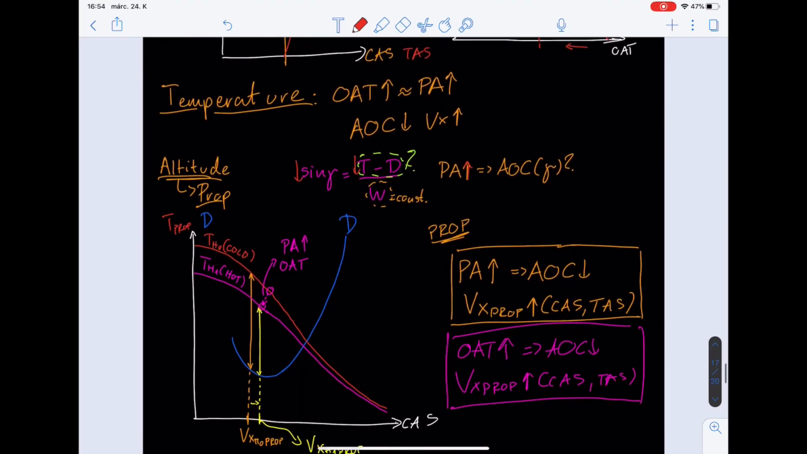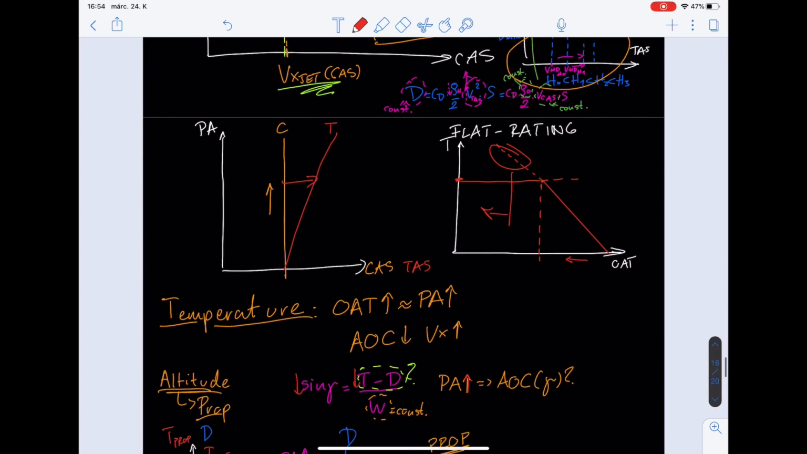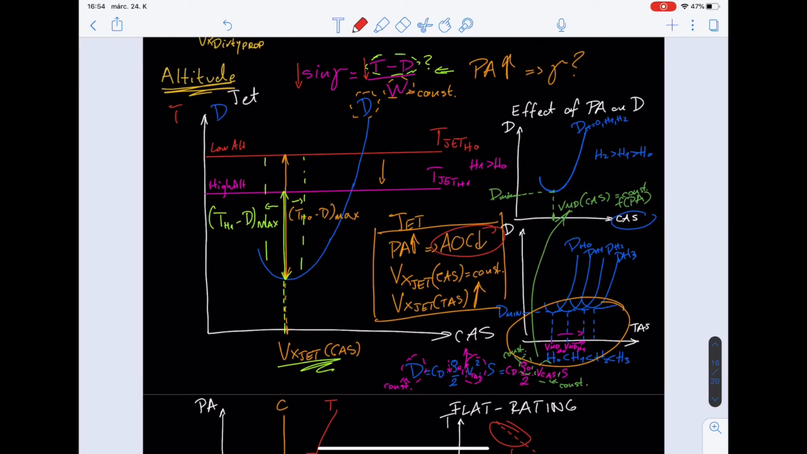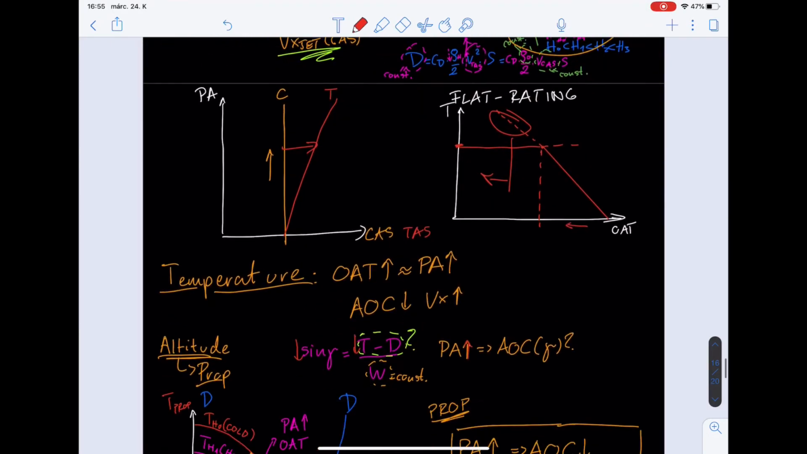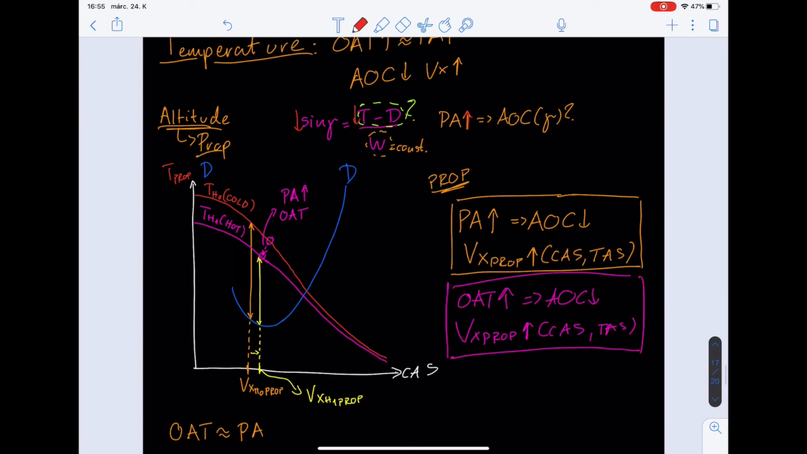And we also established that the effect for the outside air temperature is basically the same effect as for the increasing pressure altitude, right? So if you have an increasing outside air temperature, your angle of climb would be reduced, but the Vx would essentially be the same with regards to the calibrated airspeed, and it would increase with regards to the true airspeed. And when we looked at the propeller-driven aircraft, we saw a fairly similar result.